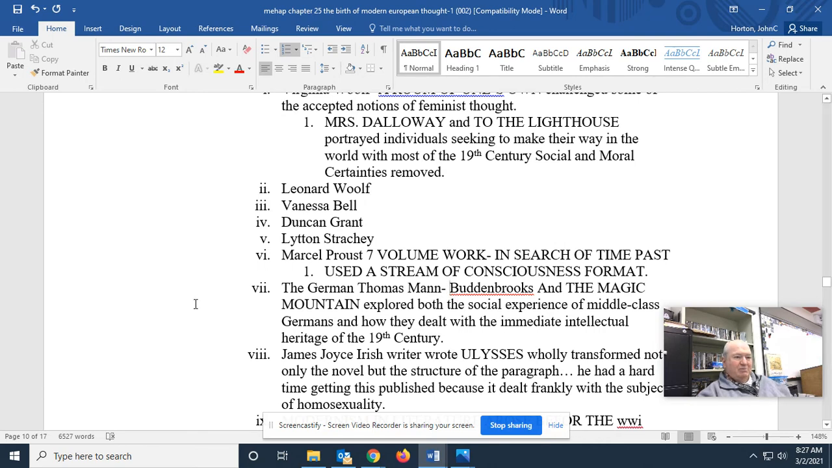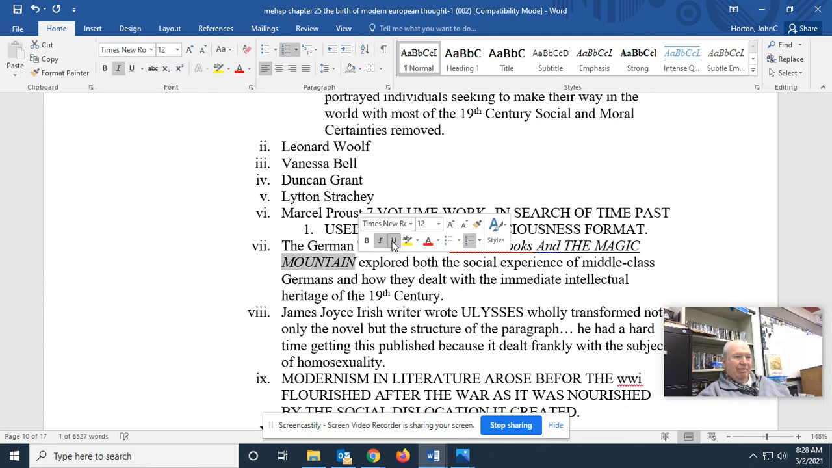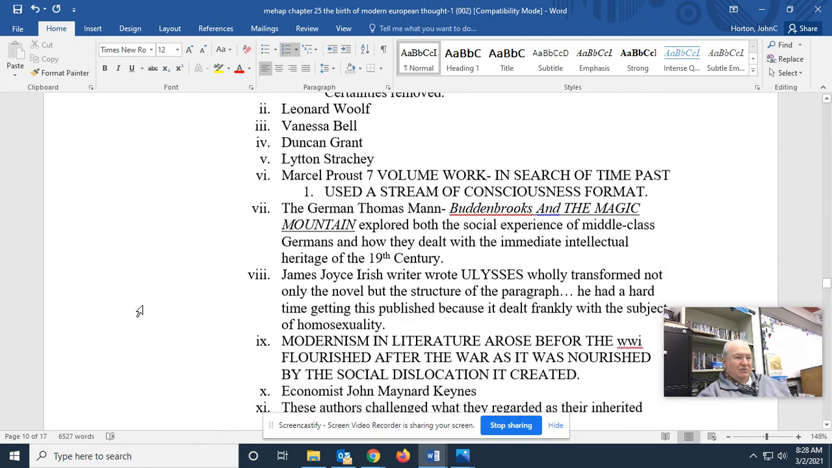The German Thomas Mann, who wrote Buddenbrooks and The Magic Mountain. Underline, italicize, because it's a book. Buddenbrooks and The Magic Mountain explored both the social experiences of middle-class Germans and how they dealt with the immediate intellectual heritage of the 19th century.